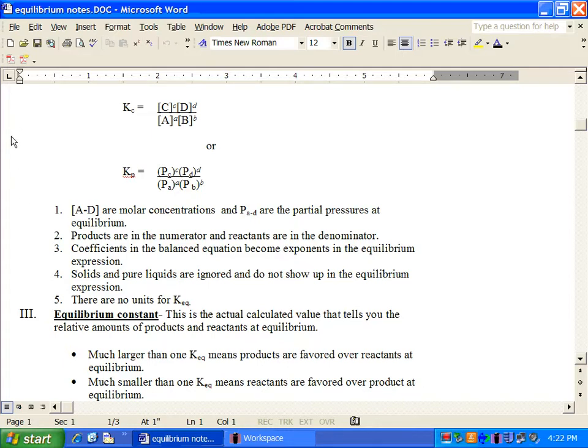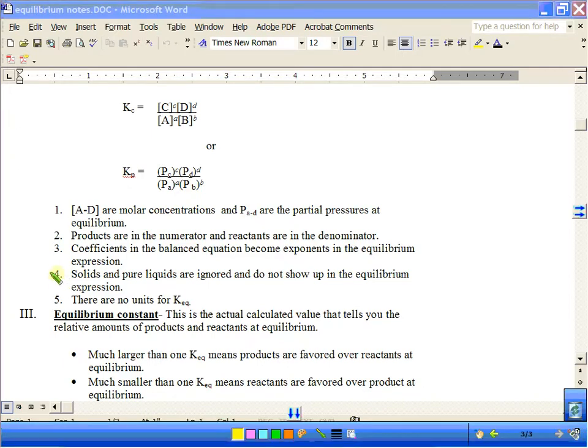You may want to highlight, star, do something. This one right here is very, very important. We never put solids or pure liquids in our expression. They're completely left out of the expression. So you ignore them. Well, I'll show you some examples in a moment.